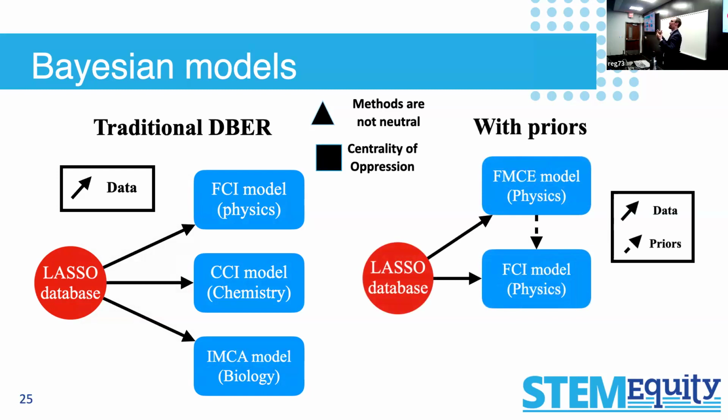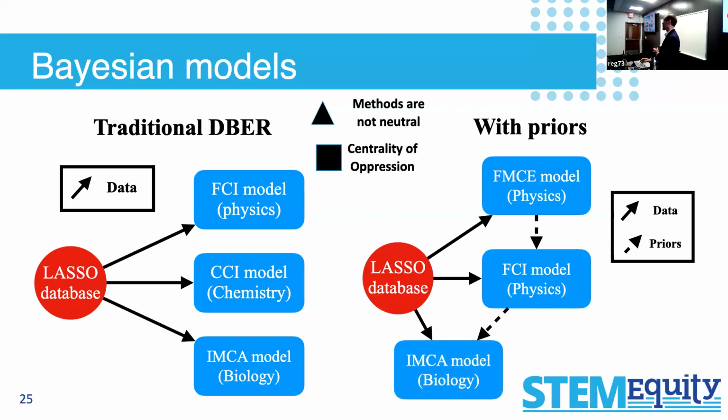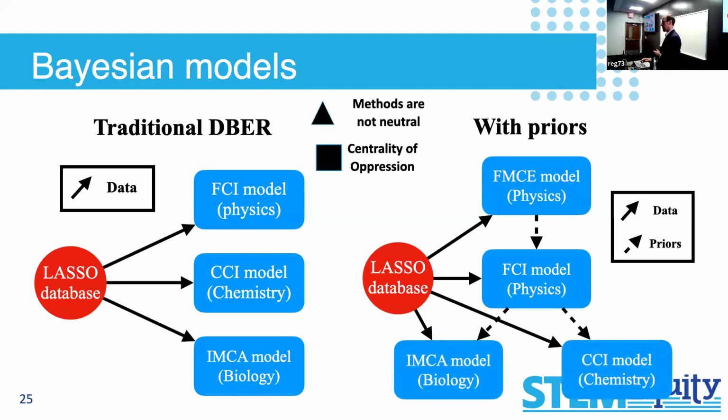So we said, okay, we do this first model, and now we can bring in the prior, and we bring in our new data to develop our model of inequity using the FCI in physics. We used priors from that and new data for the biology one, as well as for the chemistry model. So we didn't start with the assumption of no inequity. Anyway, this is a way that Bayesian modeling and quantitative critical race theory, or QuantCrit, can speak to each other.